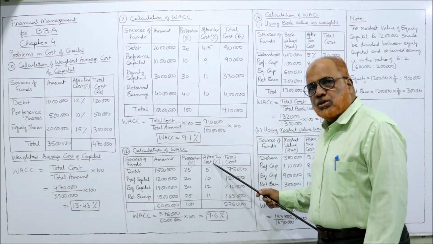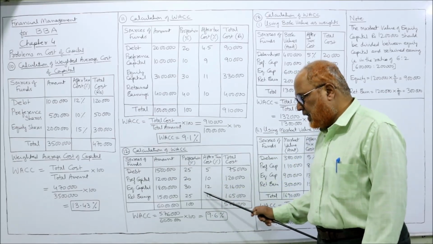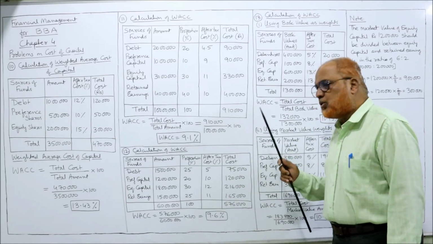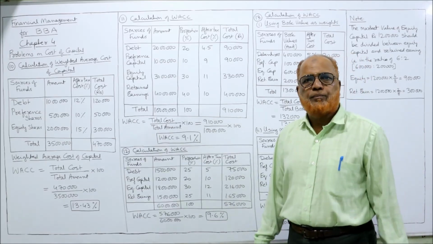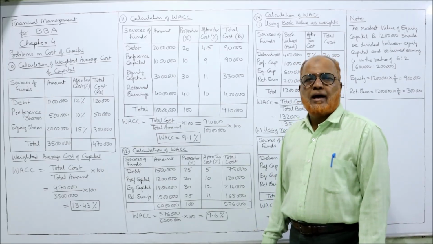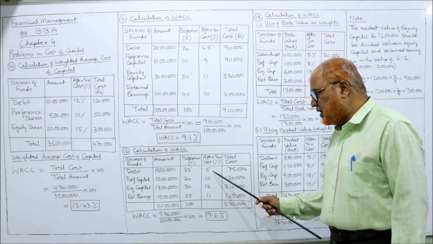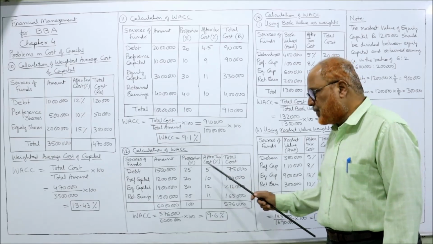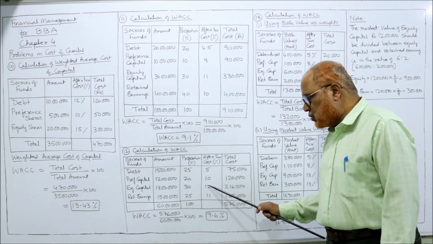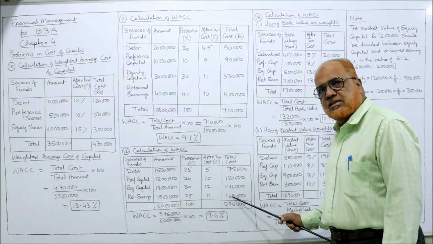Then after tax cost, 5% for debt, 10% for preference, 12% for equity, 11% for retained earning. Now we need one extra column, total cost, which is not given in the problem. We are going to calculate. How? Multiply the amount with after tax cost. That is 15 lakh into 5%, 75,000. 12 lakh into 10%, 1 lakh 20,000. 18 lakh into 12%, 2 lakh 16,000. 15 lakh into 11%, 1 lakh 65,000.